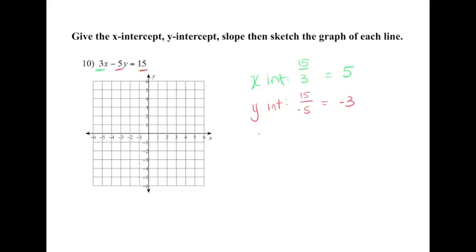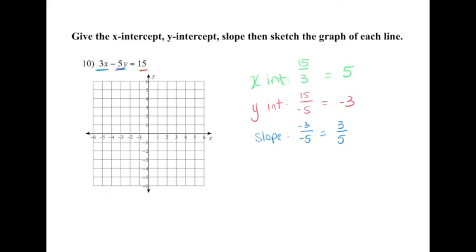And if I want the slope, I am going to do the opposite of what's in front of the x, so negative 3. And I am going to divide it by what is in front of the y, negative 5. So my slope here, you need to simplify, would be positive 3/5.